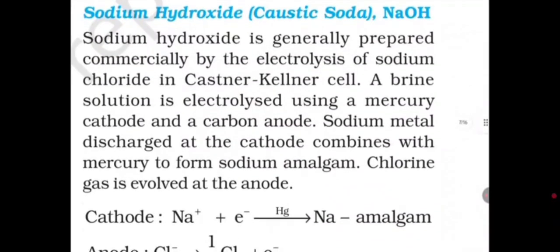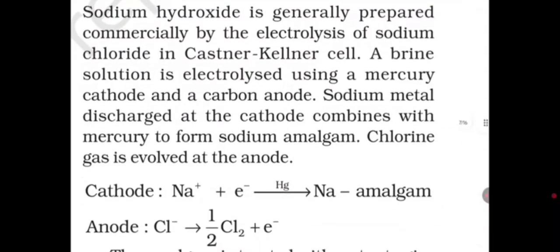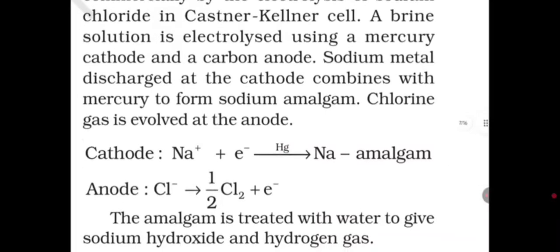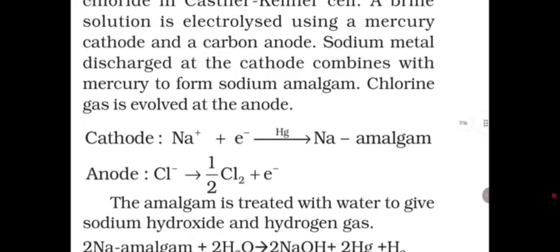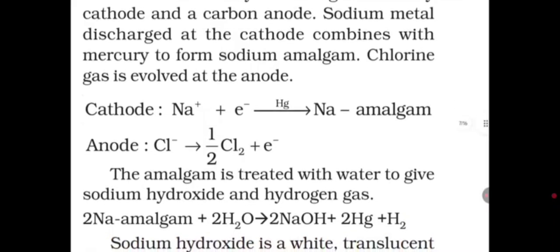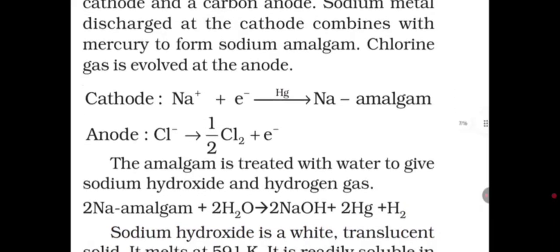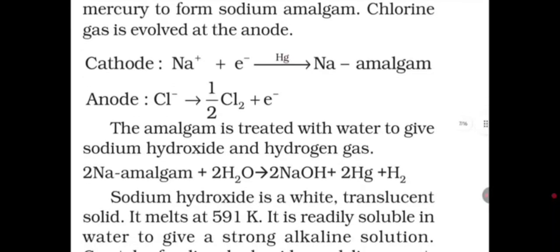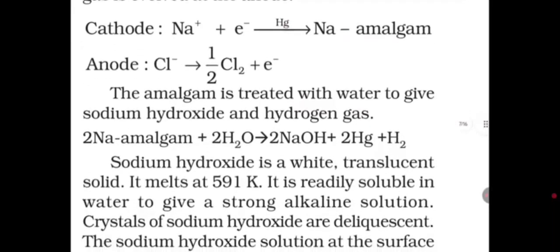Next, we have sodium hydroxide, caustic soda. Formula is NaOH. Sodium hydroxide is generally prepared commercially by the electrolysis of sodium chloride in the Castner-Kellner cell. A brine solution is electrolyzed using a mercury cathode and a carbon anode. Sodium metal discharged at the cathode combines with mercury to form sodium amalgam. Chlorine gas is evolved at the anode.